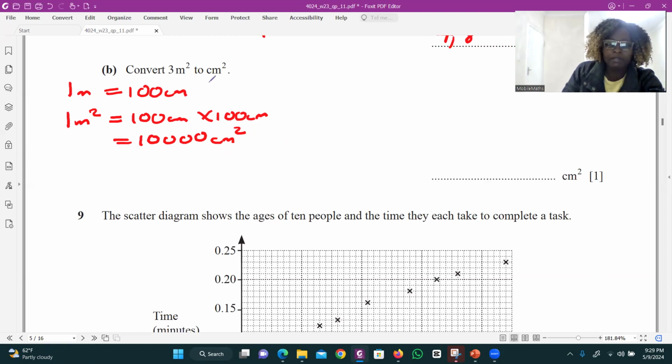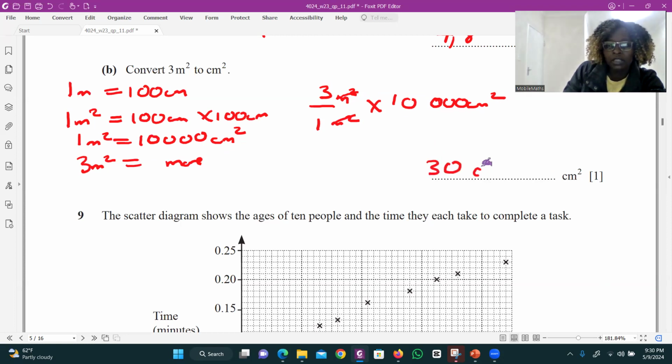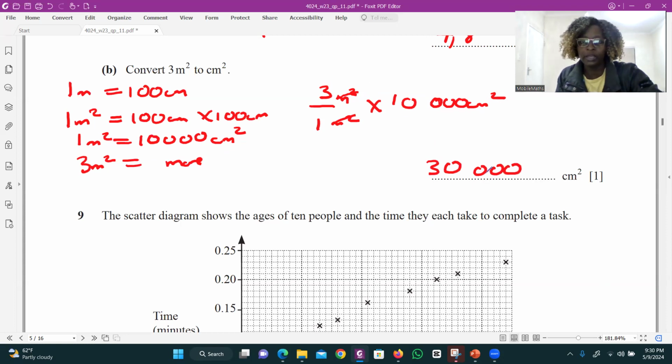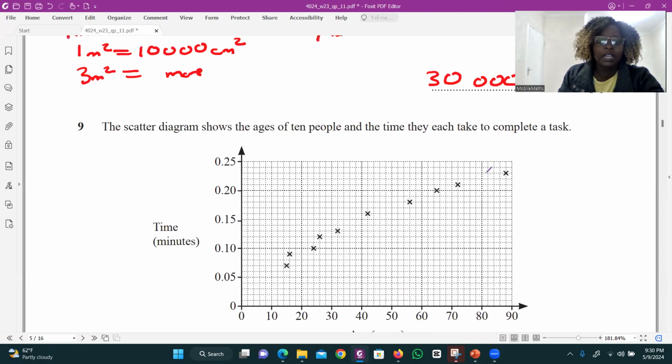Now, if I have 3 meters squared here, because this is 1 meter squared, what is my centimeters squared here? It's going to be more. So I say 3 over 1, these are meters squared, times the 10,000 centimeters squared there. So these cancel off each other. I get 3 times 10,000. I'm going to get my answer as 30,000 centimeters squared.